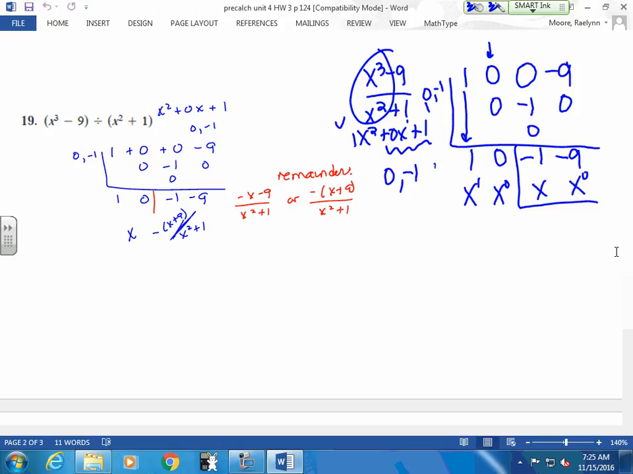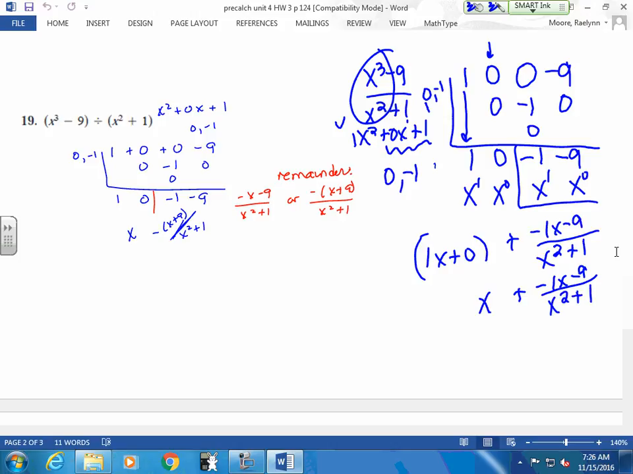Work it backwards. X to the 0, x to the 1. So I get, again, 1x plus 0. And my remainder says negative 1x minus 9. That's this guy. Over my denominator. Now, I just have to write this as x, right? X plus this mess. And I don't need a 1. Okay?